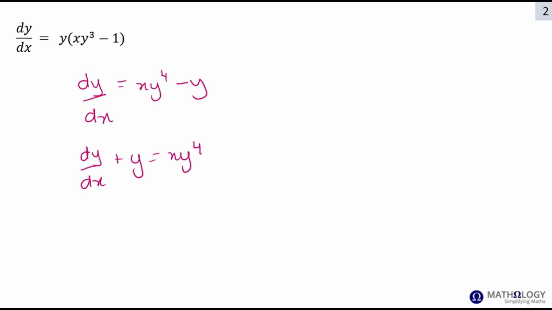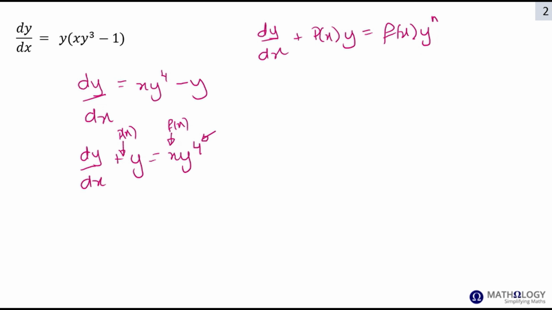So a differential equation of the Bernoulli form, the general form is dy/dx plus p of x times y equals f of x times y to the n. So it's in this form. Now we have dy/dx, the coefficient of y, which is p of x, is 1. f of x is x, and we can clearly see that the value of n is 4, looking at the exponent of y to the 4. So n equals 4.